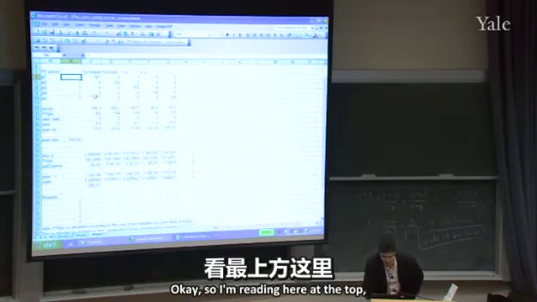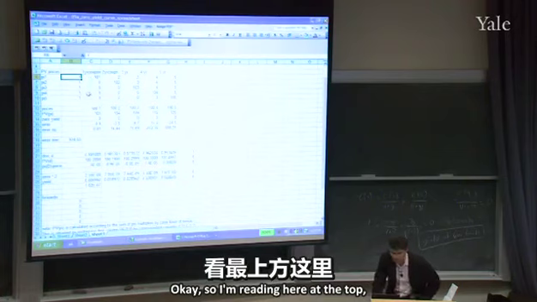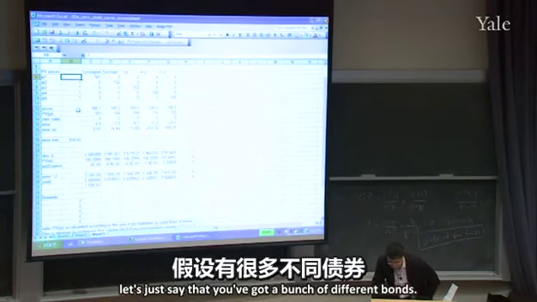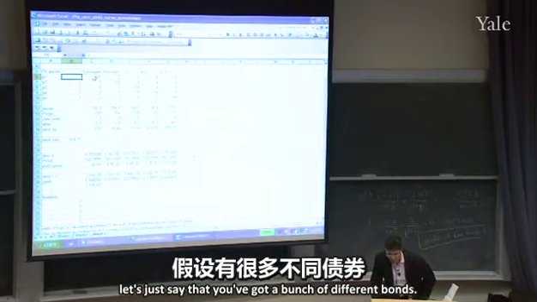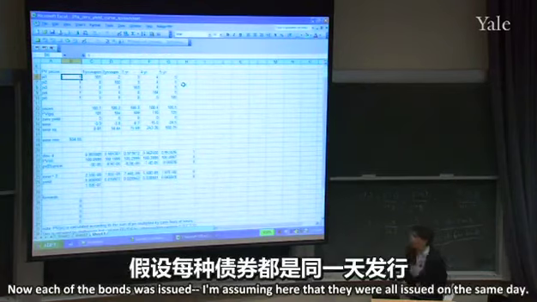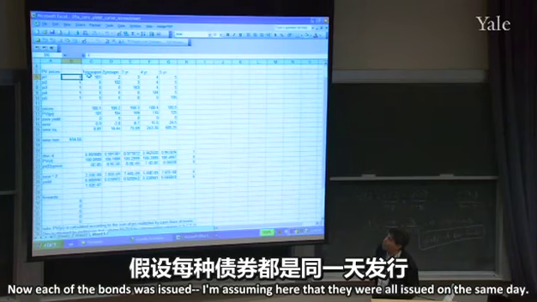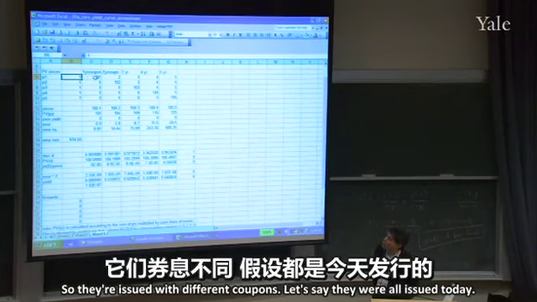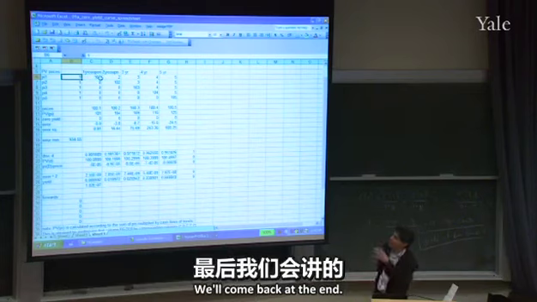Let's just say that you've got a bunch of different bonds: a 1-year bond, a 2-year bond, a 3-year bond, a 4-year bond, and a 5-year bond. I'm assuming here that they're all issued on the same day, with different coupons. Let's say they were all issued today. We'll come back at the end.